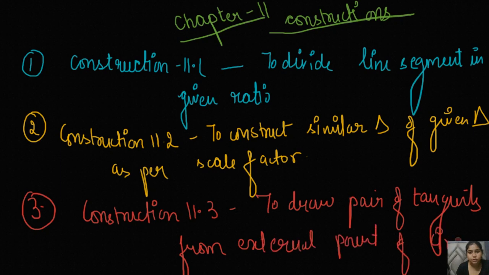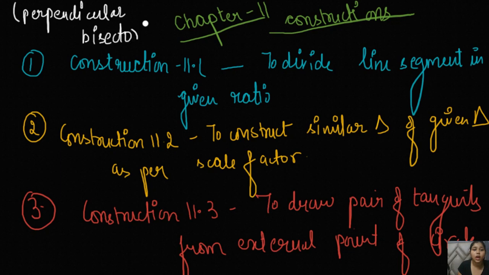This is all you have to do, and also don't forget to draw the perpendicular bisector yourself. This is very important, and not in this standard only. You will be getting this perpendicular bisector thing in maths every time you study maths. So I hope that's clear to you how you can do this chapter. So this is all for the construction.